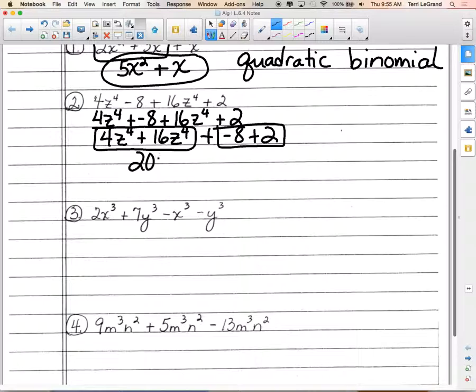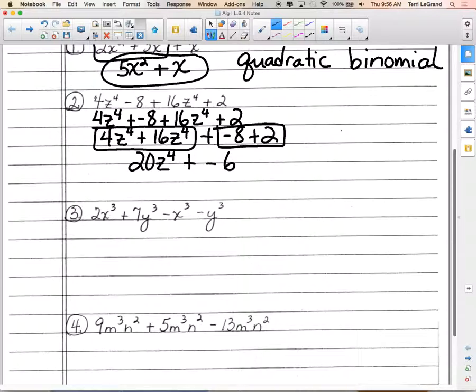20z to the fourth. Now, I am going to keep stressing this, that when we add, they stay what they were. It's just the number of them changes. When we start multiplying, something else is going to happen. We have to keep it straight. When we're adding, z to the fourth stays z to the fourth. How about negative 8 plus 2? Negative 6. So plus a negative 6.